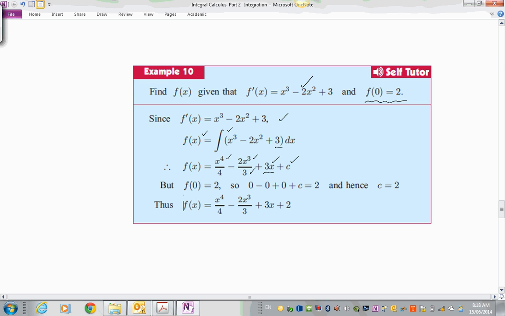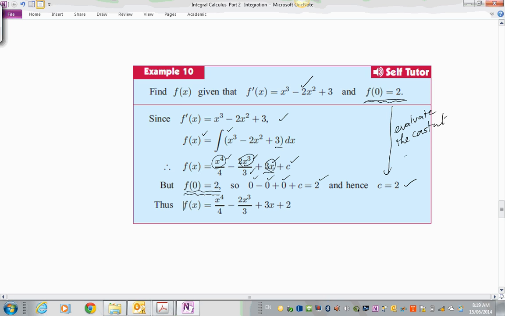Now, we're given that the function value is 2 when x is 0. So let's put 0 in the function here, here and here. And when you do that, the function value is 2. So plus c would be 2. So we've actually found the c value. So if we're given another condition on the function, we can use that to what we call evaluate the constant of integration.